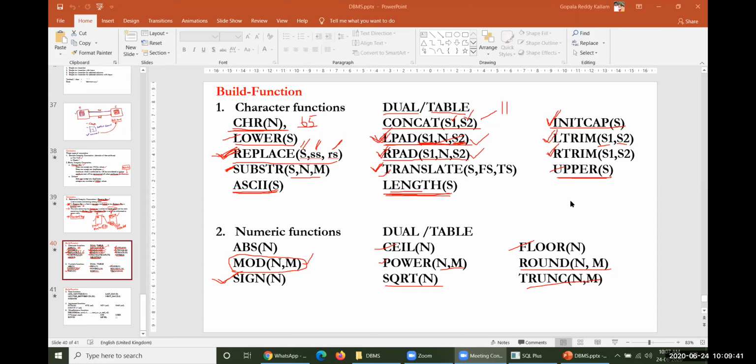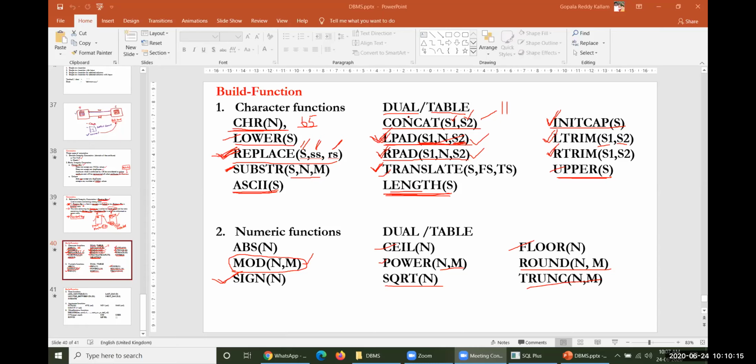Look at this. Select. Already I told you everything will be processed using the dual table only. So select SYSDATE from dual. What is the present date of the system? Not exactly my system, my server. You could observe here, 24/6/2020. That is the output here.